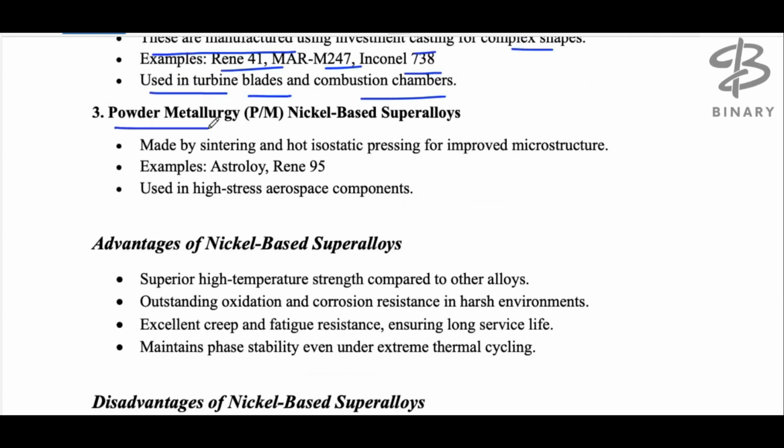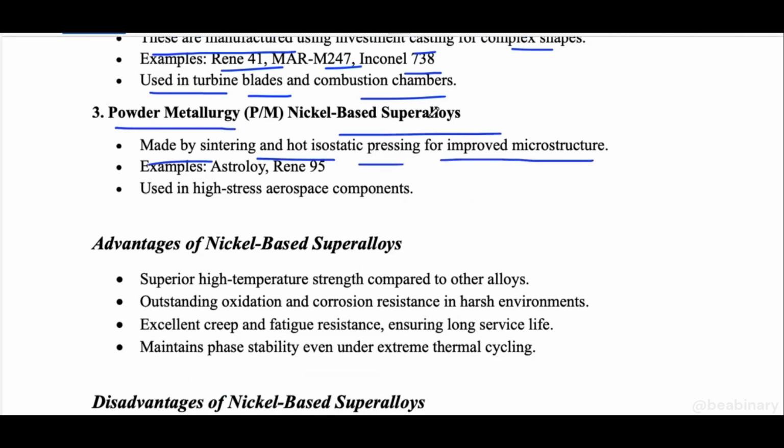Okay, so powder metallurgy nickel based superalloys are made by sintering and hot isostatic pressing for improved microstructure. In this kind of superalloy, we have an improved microstructure, and at a very atomic level the structure gets defined. Examples are Astroloy and Rene 95, used in high stress aerospace components. Okay.